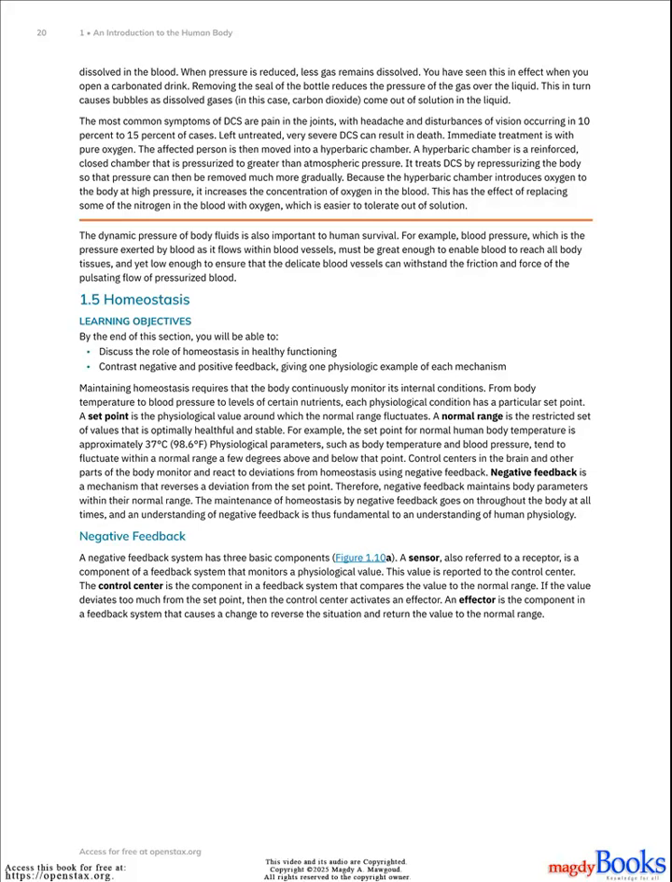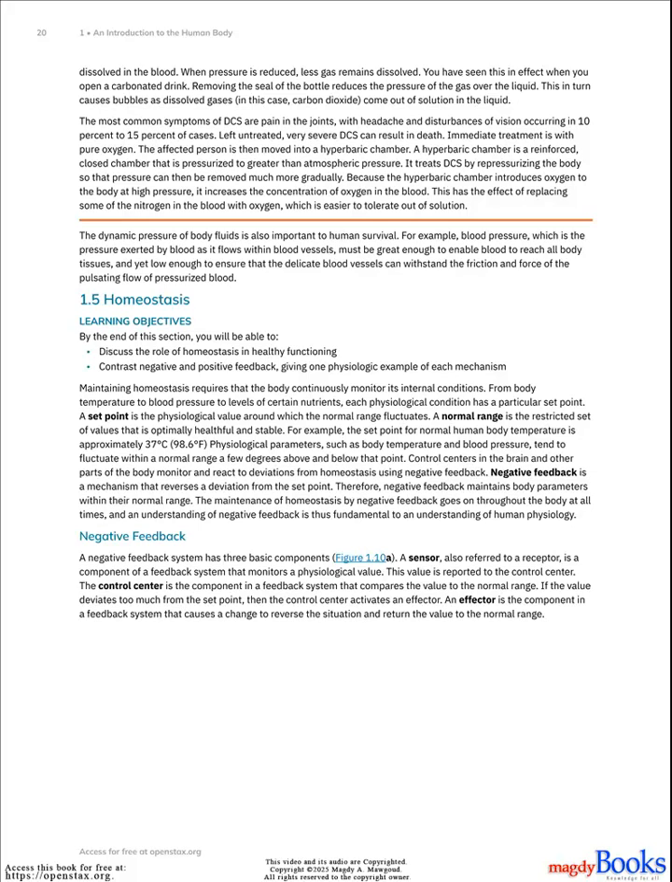The maintenance of homeostasis by negative feedback goes on throughout the body at all times, and an understanding of negative feedback is thus fundamental to an understanding of human physiology. Negative feedback. A negative feedback system has three basic components, Figure 1.10. A sensor, also referred to as a receptor, is a component of a feedback system that monitors a physiological value. This value is reported to the control center.